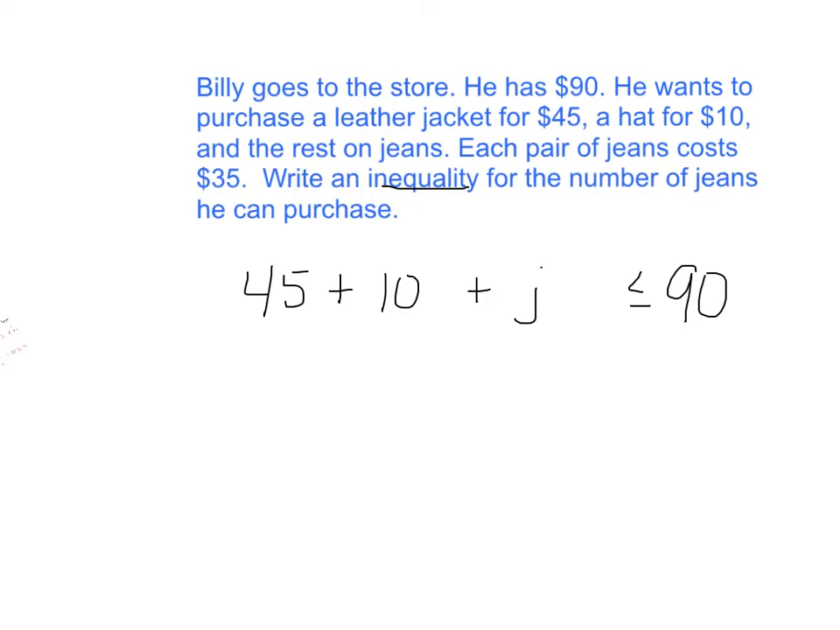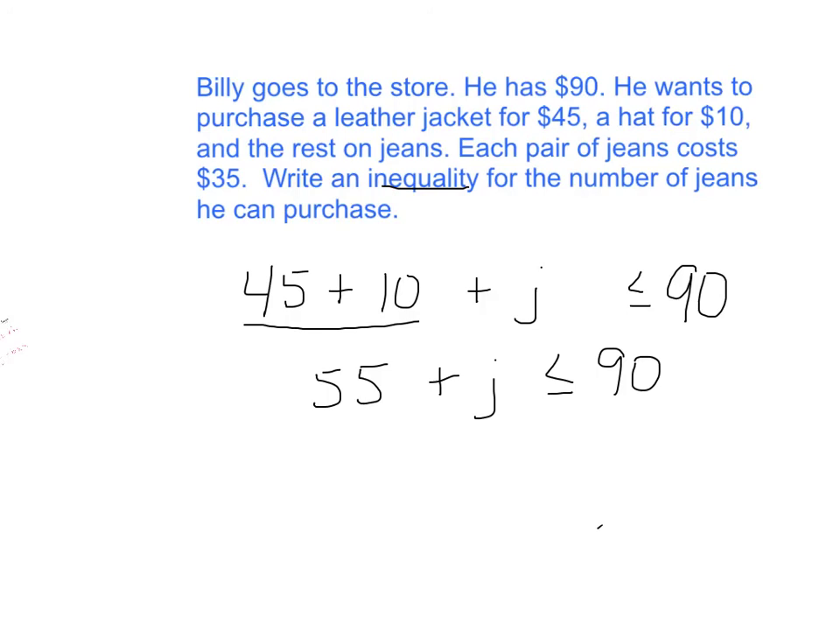So what I'm going to do is combine my like terms. We talked about like terms in one of the earlier concepts. So if I have $45 and I add $10, that's $55, plus J. Now I can't really do anything with J. There's nothing to combine. There's no like term with that. And then I can leave my inequality sign as less than or equal to 90. And then I know that 55 plus something is either less than 90 or it's equal to 90.